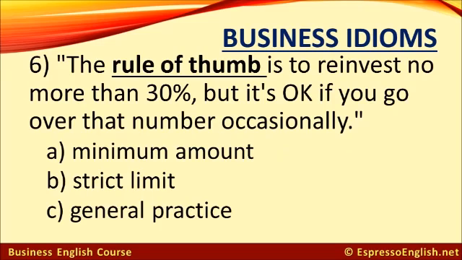Number 6. The rule of thumb is to reinvest no more than 30%, but it's okay if you go over that number occasionally. Does rule of thumb mean A, minimum amount, B, strict limit, or C, general practice?